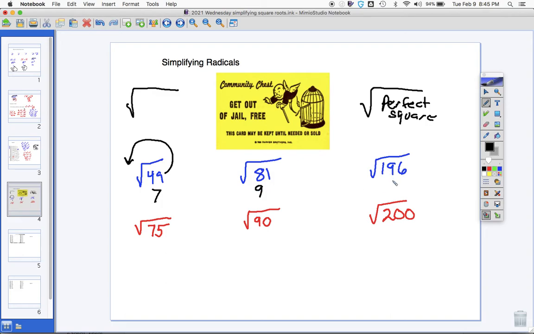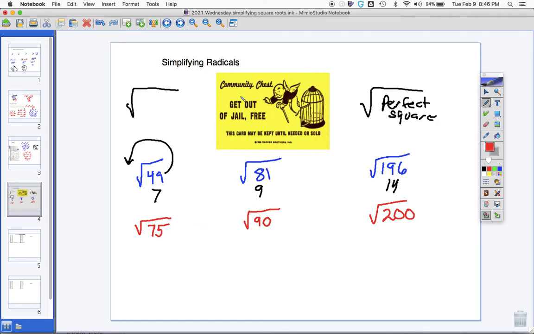And then finally, the square root of 196. 14 times itself is 196. So these all get out of jail. And again, these are ones you should already know. You're not learning anything new here. It's these guys down here in the red that are a little bit different. These are not perfect squares.